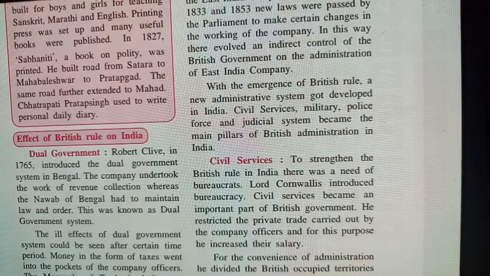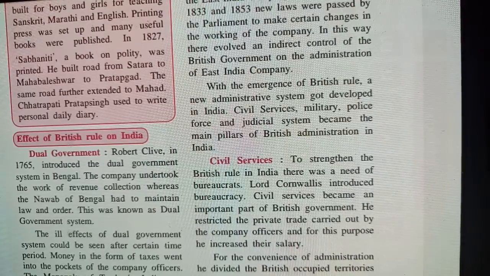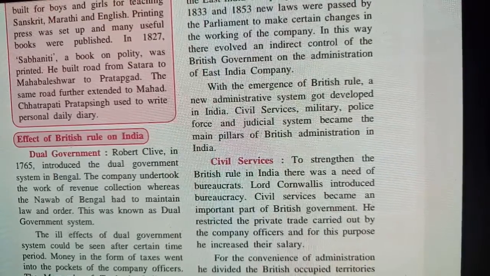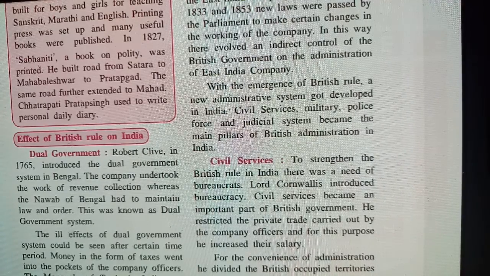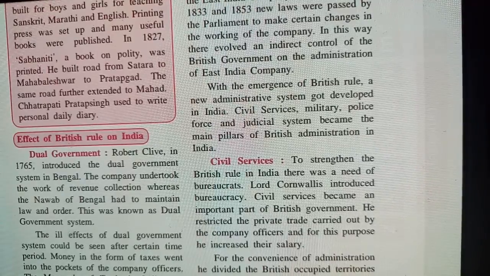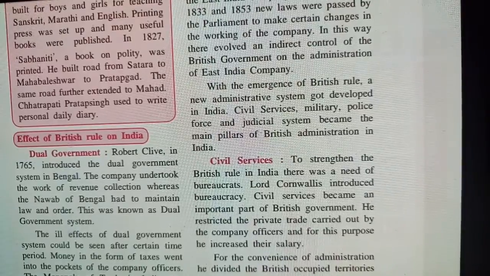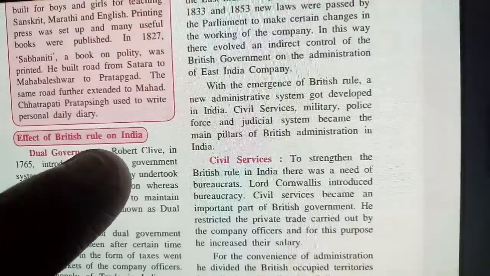With the emergence of British rule, a new administrative system developed in India. Civil services, the military, police force and judicial system became the main pillars of British administration in India. So these were the main pillars of British administration, and they were implemented in India. And there were also civil services.